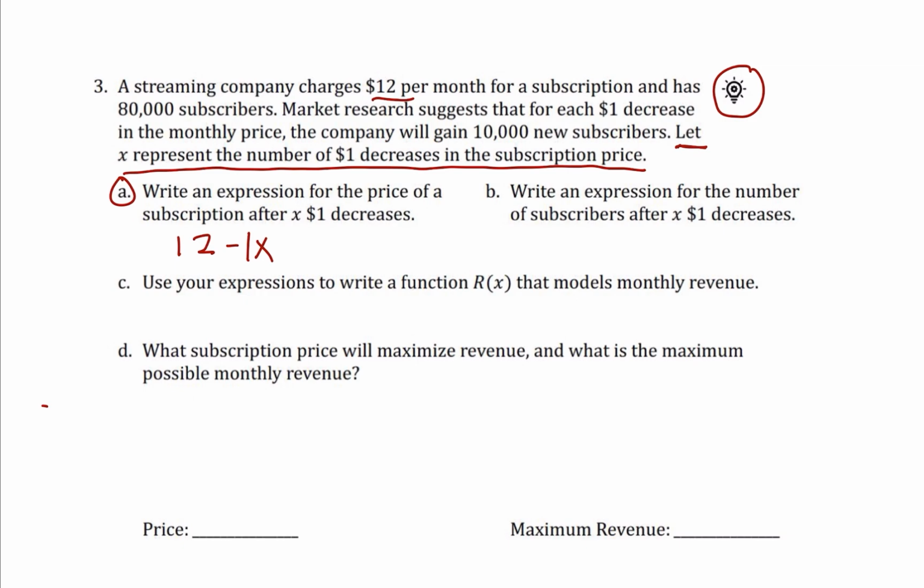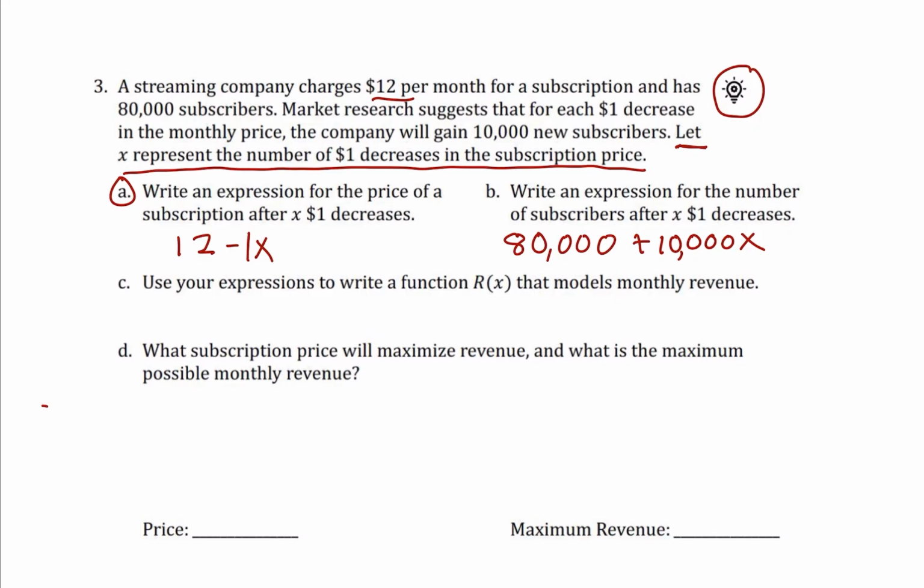Now we have to write an expression for the number of subscribers. So you might think, why would any company lower their price? Well, the reason is because of supply and demand. And if you think about it, if the price is lower, the demand, the number of people who will want to sign up will most likely go up. And the research here shows that the 80,000 subscribers that we originally had at a price of $12 is going to go up by 10,000 subscribers every time we lower the price. So a lot of people will sign up just because the price is lower. All right, so that's going to be the number of subscribers we have.